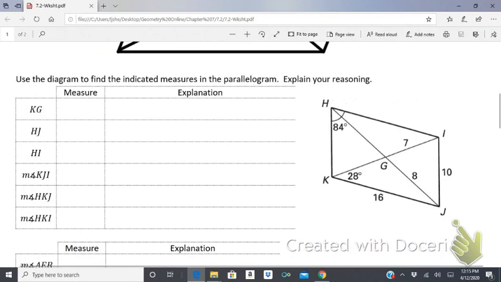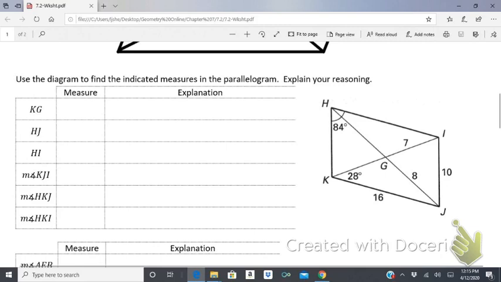So the next type of question that you can expect to see is one like this. This is one that we usually pay attention to a lot. These are the types of questions where we are specifically being asked to find all of the measures in the parallelogram and then explain why. Okay? So we're just going to start piece by piece.